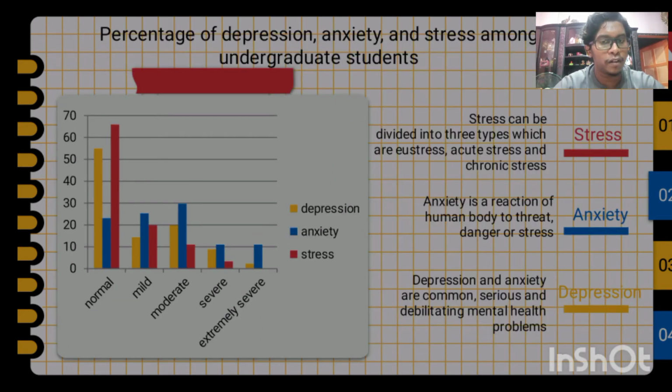Next, let's look at the graph. As for the yellow color, it indicates depression, blue for anxiety and red for stress. At the right side, you can see stress. Stress can be divided into 3 types, which are eustress, acute stress and chronic stress. As for anxiety, it is a reaction of the human body to threat, danger or stress. And finally, depression and anxiety are common, serious, debilitating mental health problems.